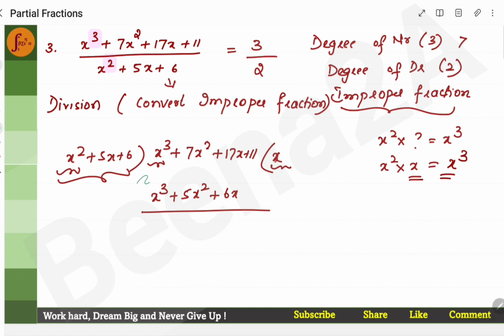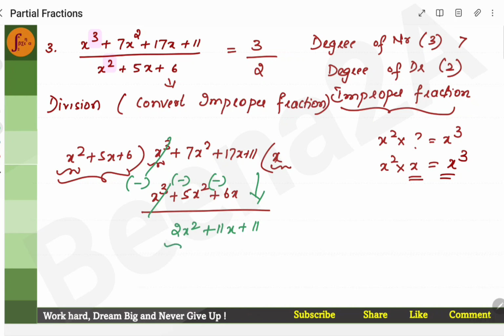Now I'll subtract the whole thing. This will get cancelled. 7x square minus 5x square is 2x square. 17x minus 6x is 11x. I'll bring this 11 down, right? Now I have to continue this again.